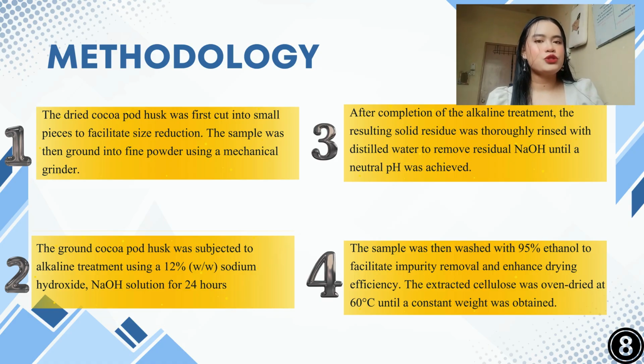Secondly, the powder was treated with 12% sodium hydroxide solution for 24 hours to remove non-cellulosic components. Thirdly, the residue was rinsed thoroughly with distilled water until a neutral pH was reached. Finally, the sample was washed with 95% ethanol to remove impurities and then oven dried at 60 degrees Celsius until a constant weight was obtained.